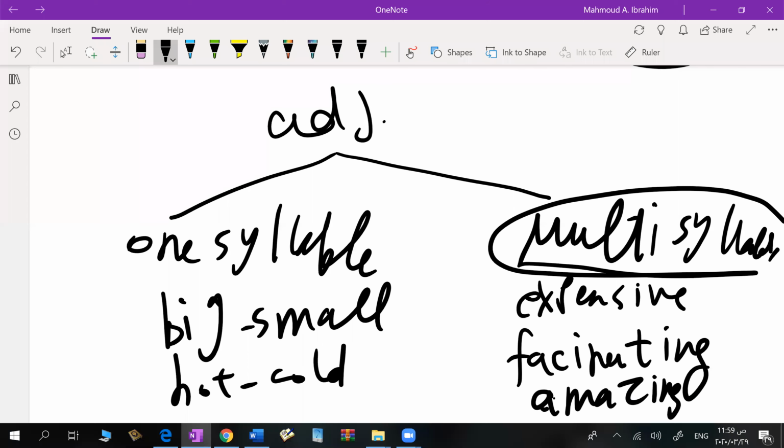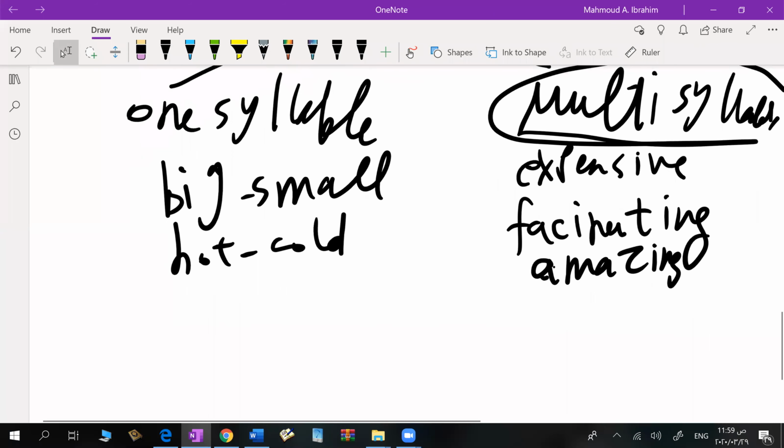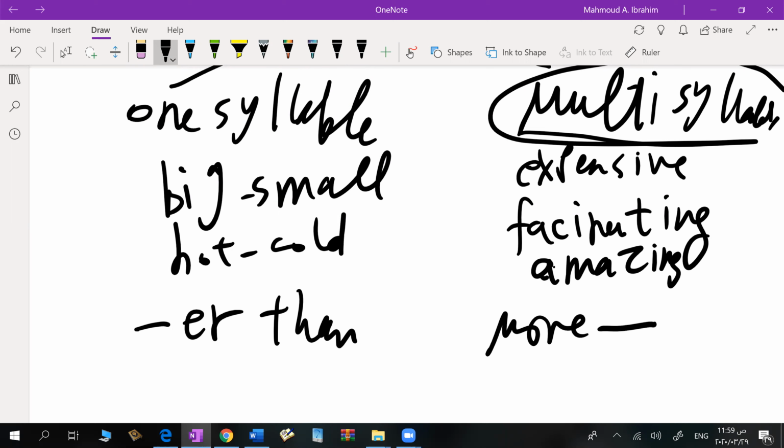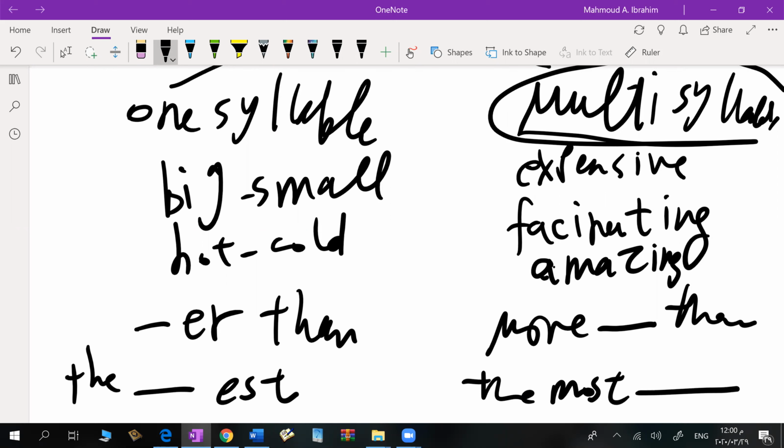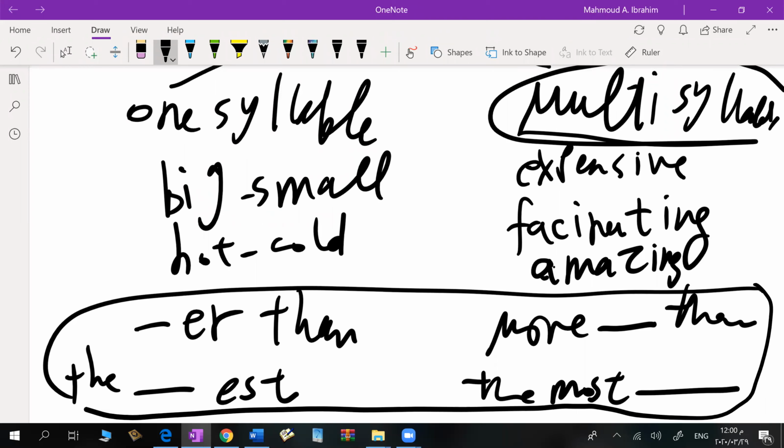Multi-syllable means it contains more than one syllable. How do we know the number of syllables? With the number of vowels. Big, one vowel. Small, one vowel. Hot, one vowel. Cold, one vowel. Expensive has three vowels. Fascinating, four. Amazing, three. For one syllable, if we would like to make a comparison, we just add -er. For multi-syllable, we use "more than." For superlatives, with one syllable, the -est, and with multi-syllable, the most. Clear? I think we all know this.